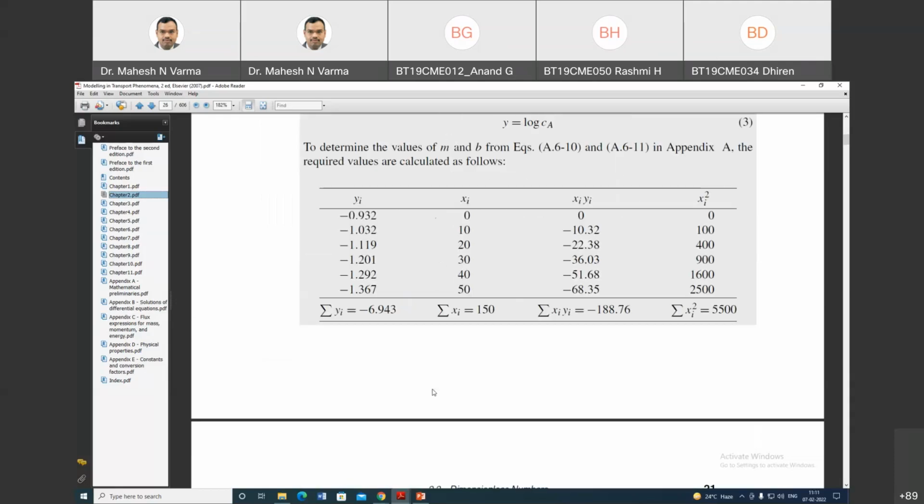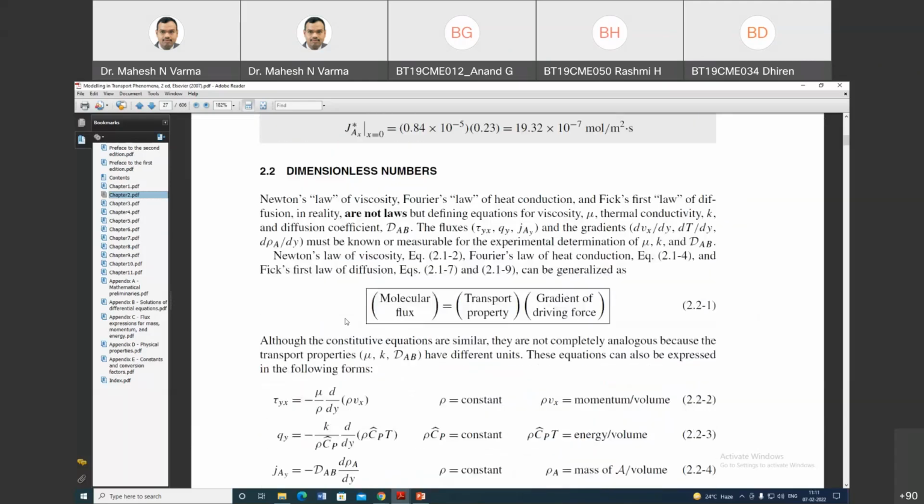I will suggest at least you buy this Transport Phenomena BSL. One book you should have hard copy also. So don't rely on soft copy all the time. At least for one subject, this Transport Phenomena BSL will cover heat transfer, mass transfer, momentum transfer. You should have that book.